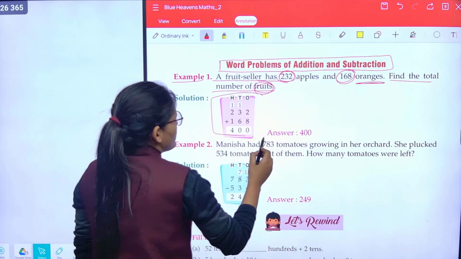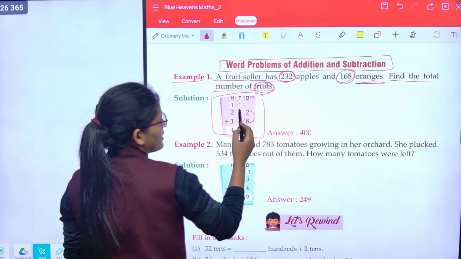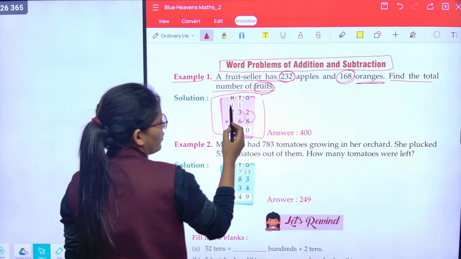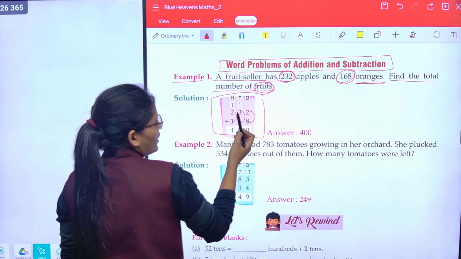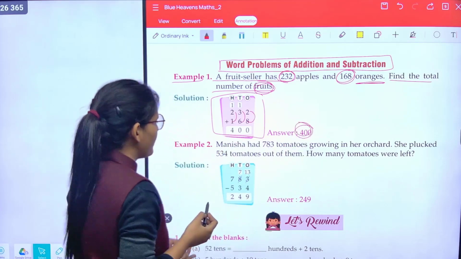Firstly, we have to arrange the numbers in column. 8 plus 2, 10, 0, carry 1. 6 plus 3, 9, plus 1, 10, 0, carry 1. 1 plus 2, 3, 3 plus 1, 4. So total fruits is 400.